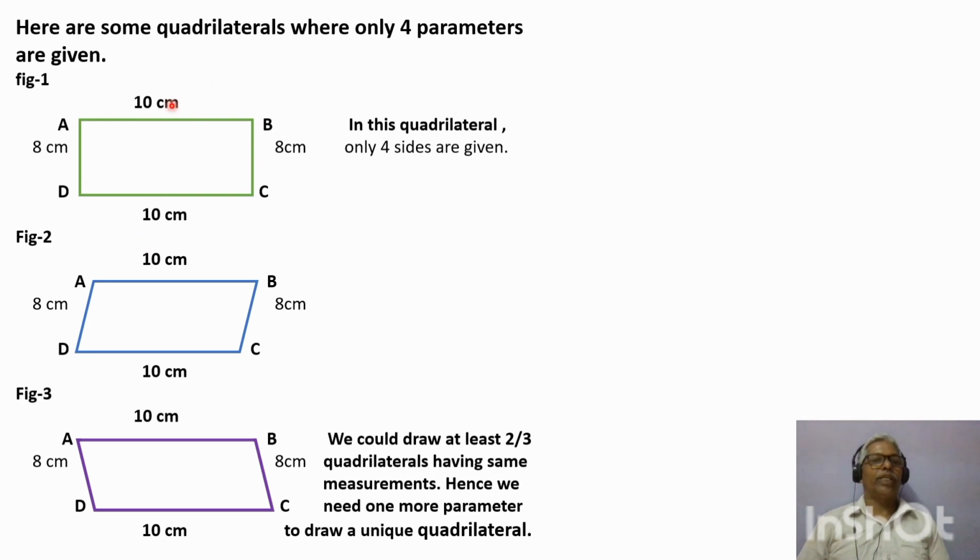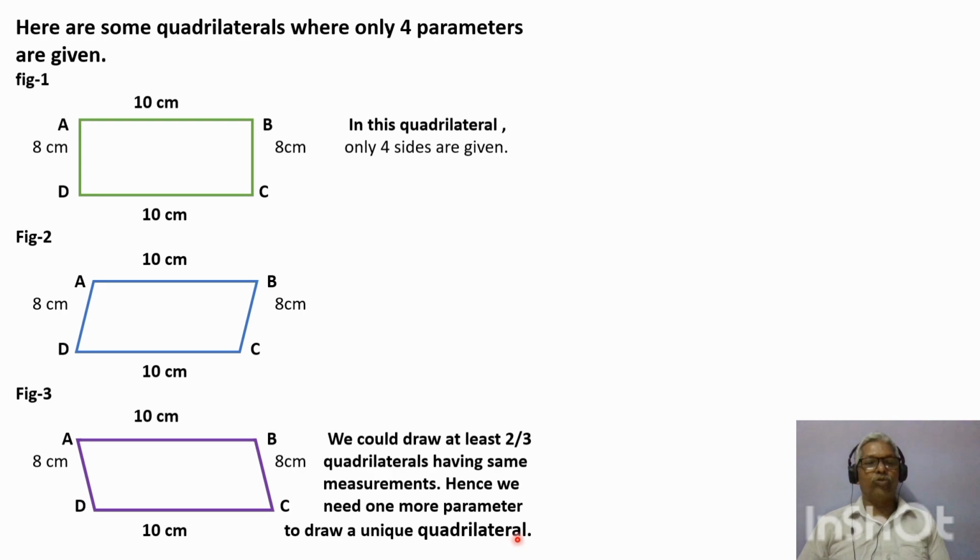Unique means only one can be drawn with the given parameters or given measurements. Now here we could draw at least two. We can of course draw many, but for our purpose, if we can draw at least one more, that is sufficient to prove that we cannot draw a unique quadrilateral with four parameters. So this is also one more. We could draw at least two to three quadrilaterals having the same measurements. Hence, we need one more parameter to draw a unique quadrilateral.